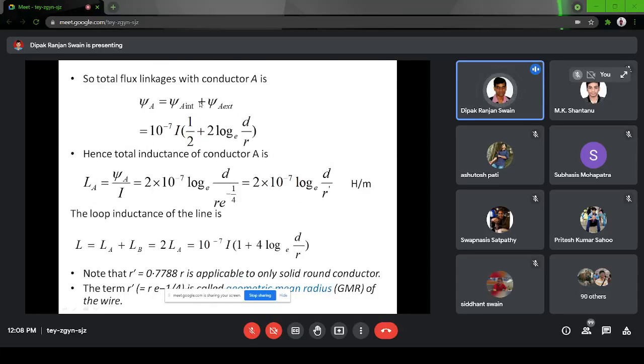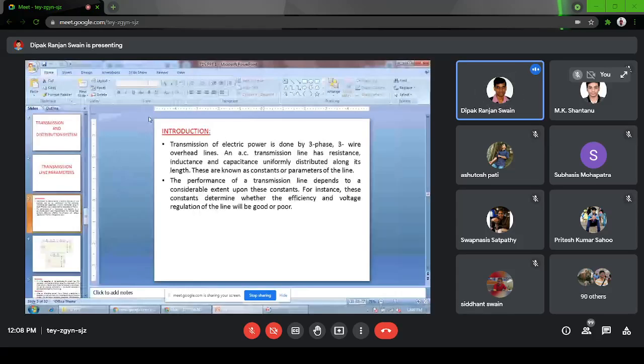So what is the total flux linkage? Just add them.